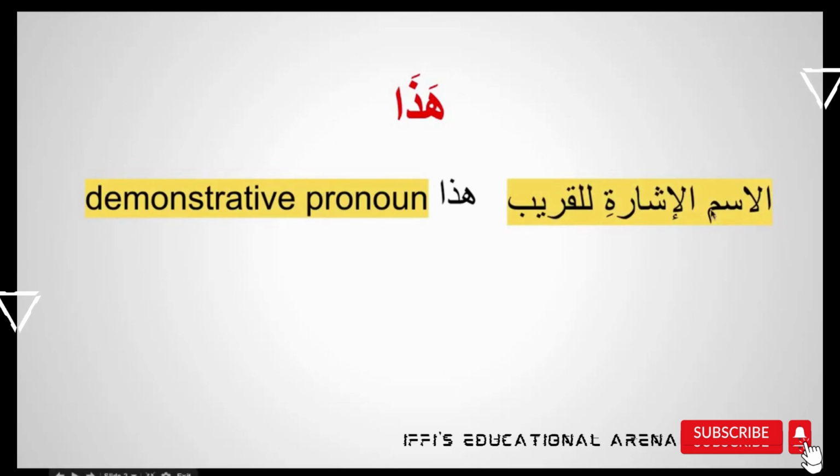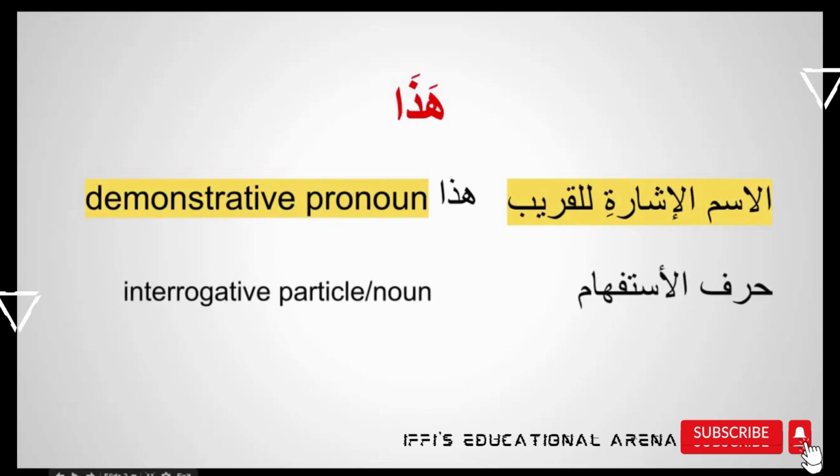Al-ism means noun. It's easy to remember. It's a noun. What's the noun? And ishara means to point. So al-ishara, the noun used to point. Ismul ishara. So where do we use this hadha? To point to things that are near to you. So lil qarib, to point to things that are near to you. Ismul isharatu lil qarib. Then we also learned about interrogative particles or harf al-istifham, the particles used to seek understanding.